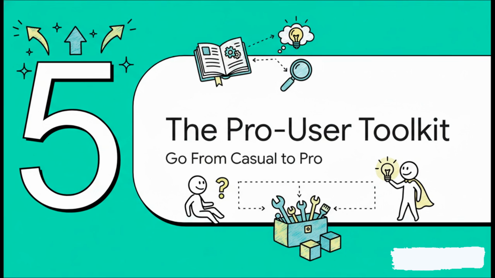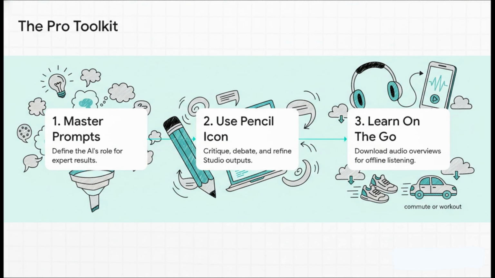So, we've walked through the core workflow: curate, learn, and transform. Now, let's just quickly pull it all together into a toolkit that's going to take you from a casual user to an absolute pro, getting the most out of every single notebook you create. Let's just boil it down. Here's the pro toolkit. First, master your prompts. Always give the AI a role to get expert-level results. Second, always use that pencil icon in the studio. Critique, refine, and push your outputs to be better.